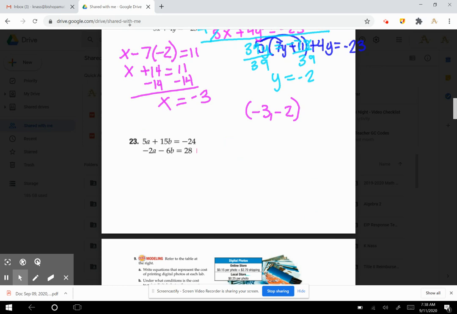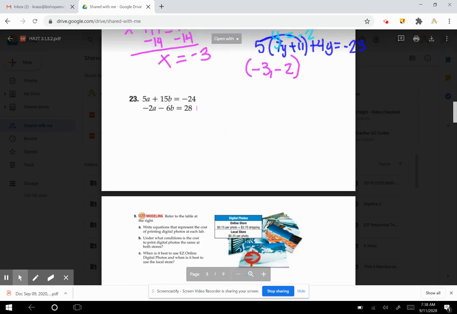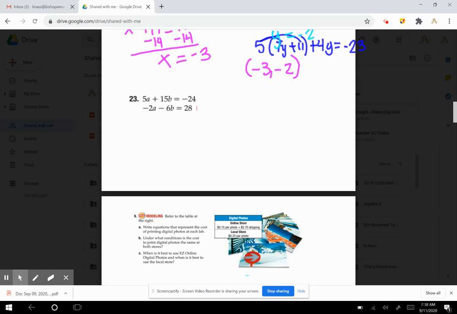All right, let's keep going. Okay, let's look at 23. 23 is a little bit harder, right? Because now on 23, nothing really is going to cancel out easily for us, okay? So let's kind of talk about this.